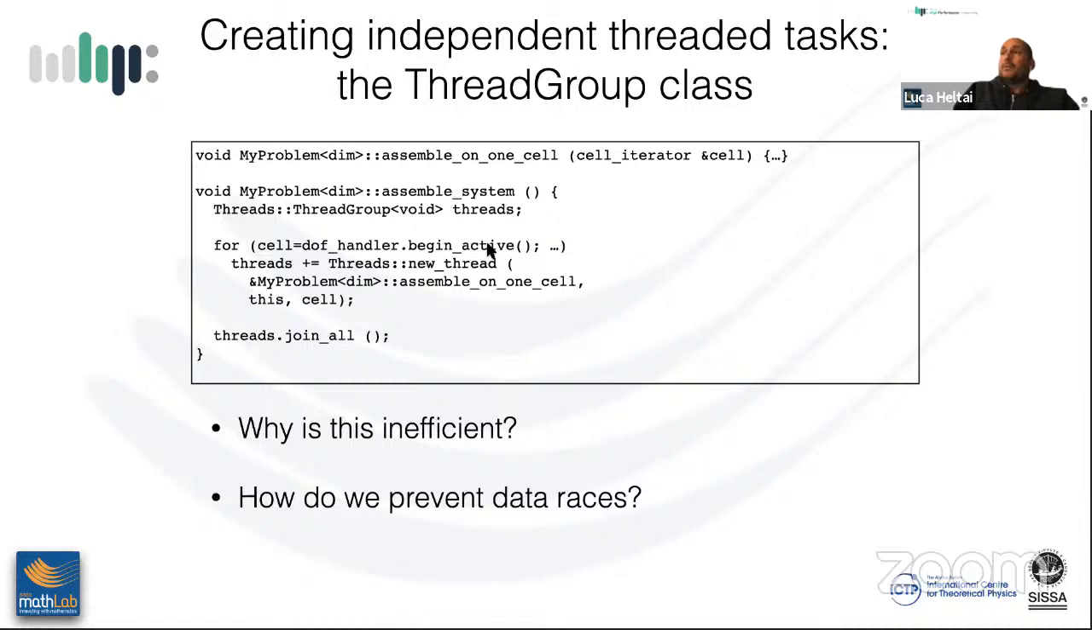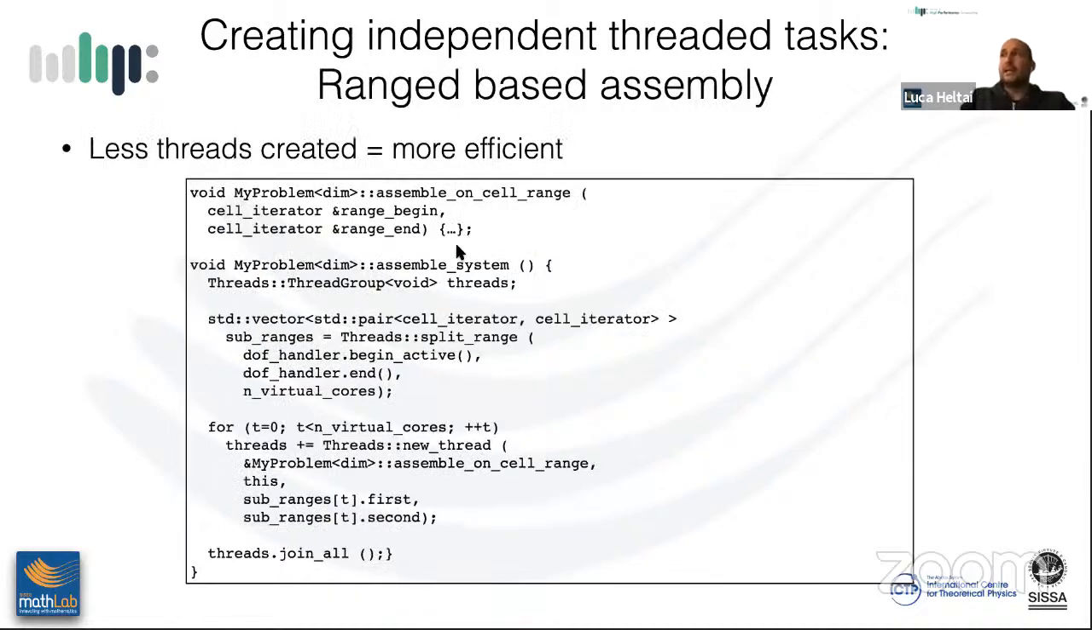So the best way to proceed would be to split the range of iteration that you have here into sub-ranges. And this is exactly the way that we typically do this. So we split this on a cell range. You start with the cell range that is here, and instead of doing things in parallel for every single cell, you do things in parallel for every single range. There are a couple of interesting functions in the threads namespace, for example split_range. It takes active_cell_iterators begin, active_cell_iterators end, and a number of virtual cores into which you want to split these, and it returns a pair of iterators in which you can run.